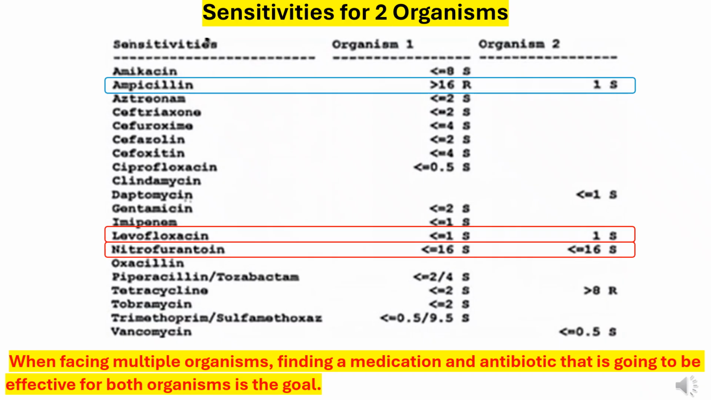In the example provided, nitrofurantoin and levofloxacin may represent an appropriate therapeutic option, provided that both the E. coli and the Enterococcus isolates are confirmed as sensitive to this agent. This principle ensures that the prescribed monotherapy is capable of covering the entire spectrum of identified pathogens.